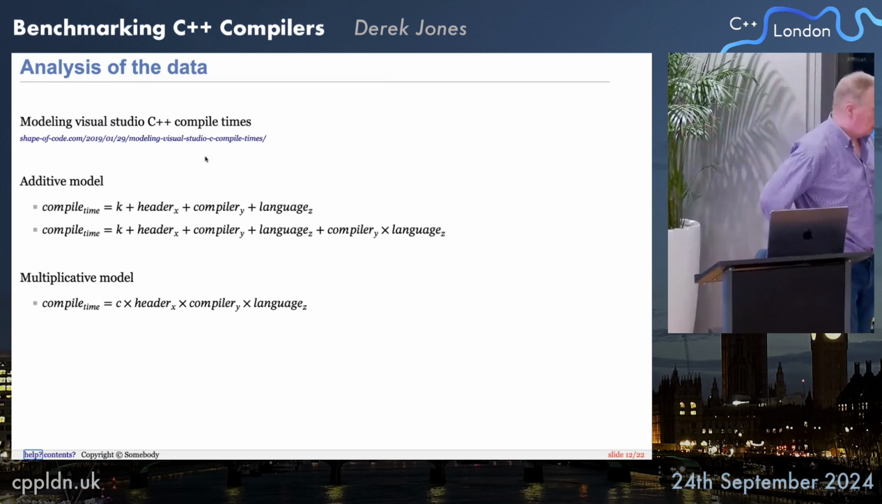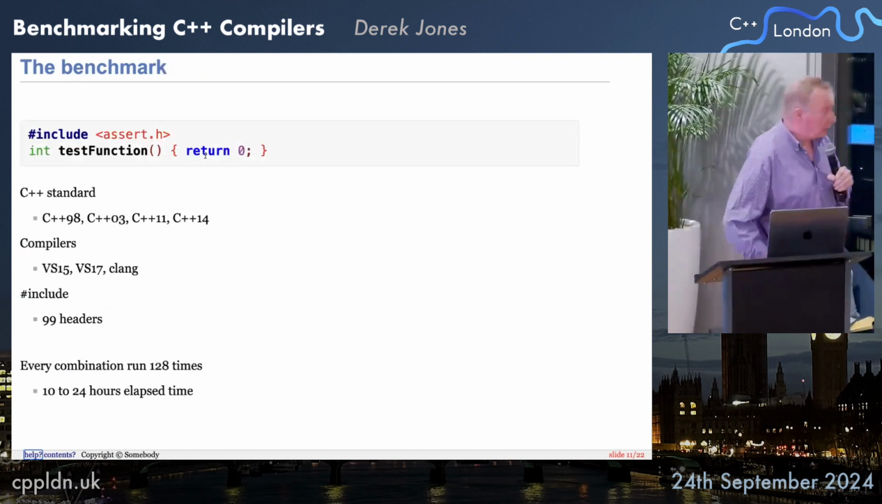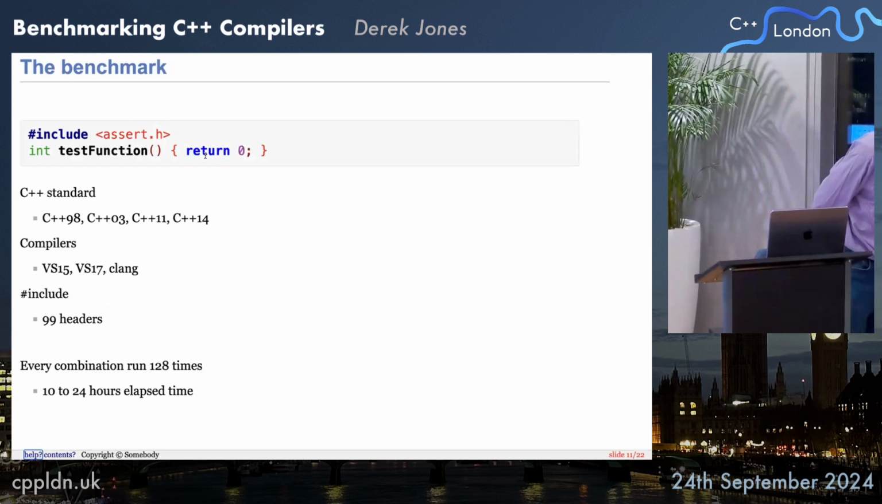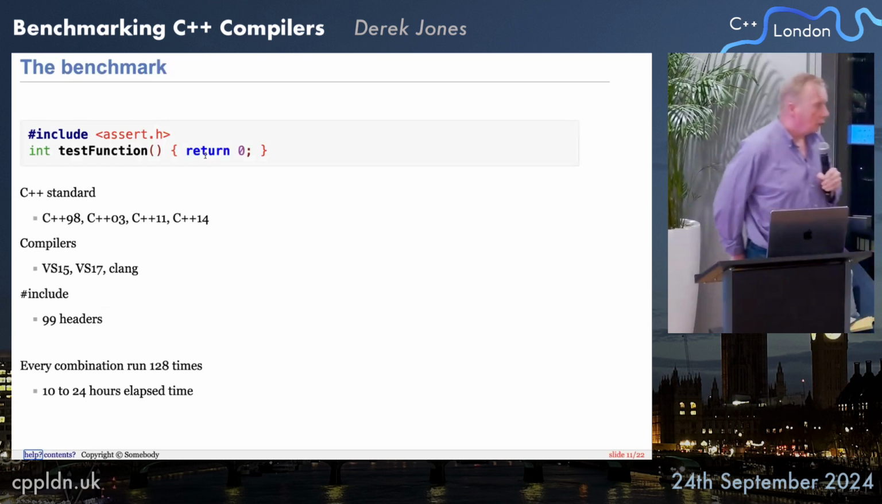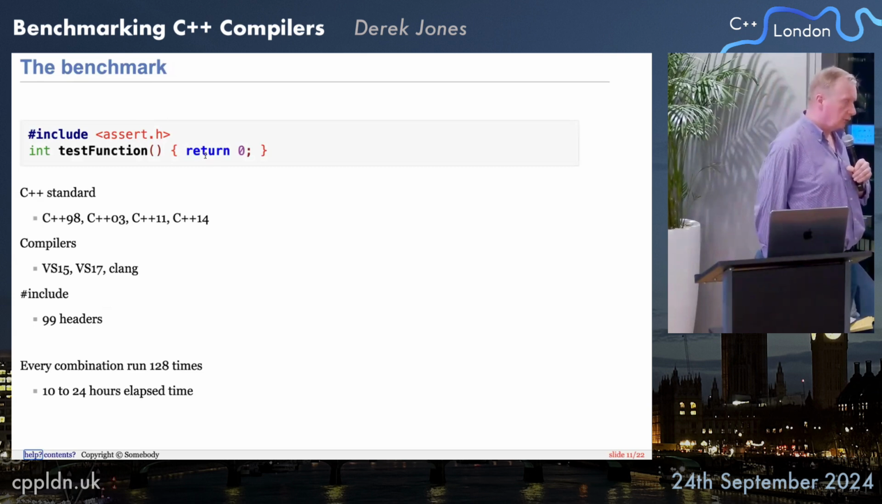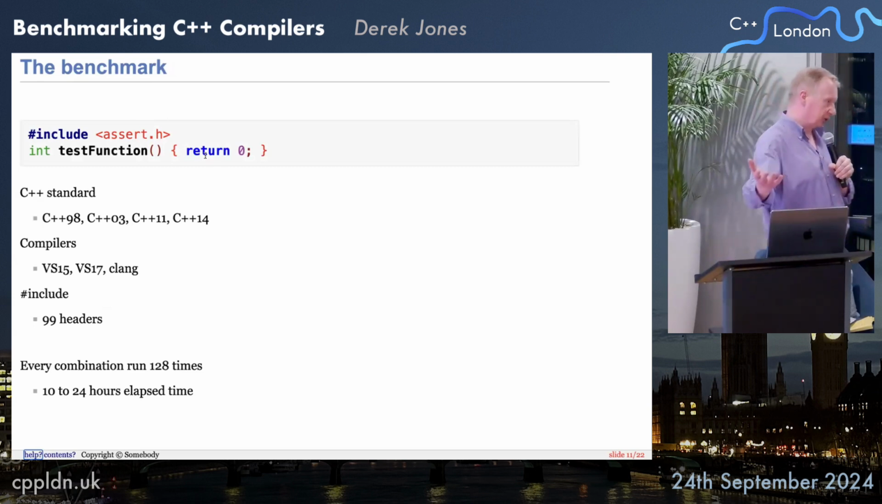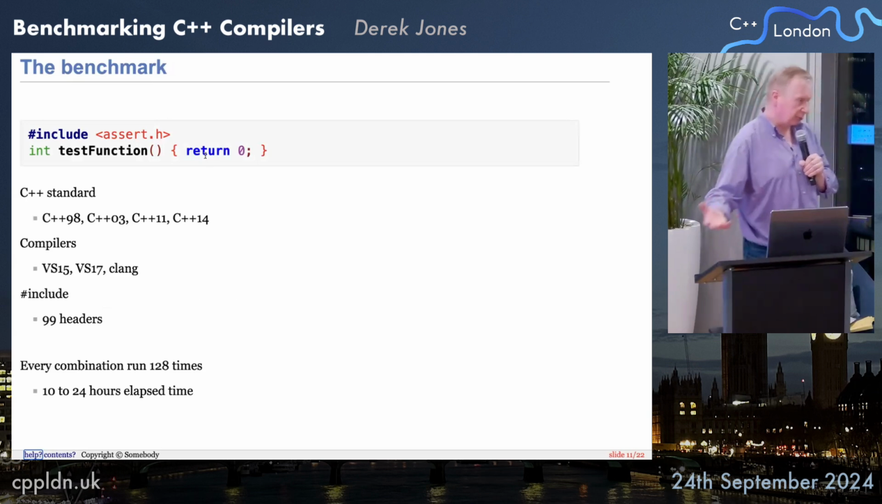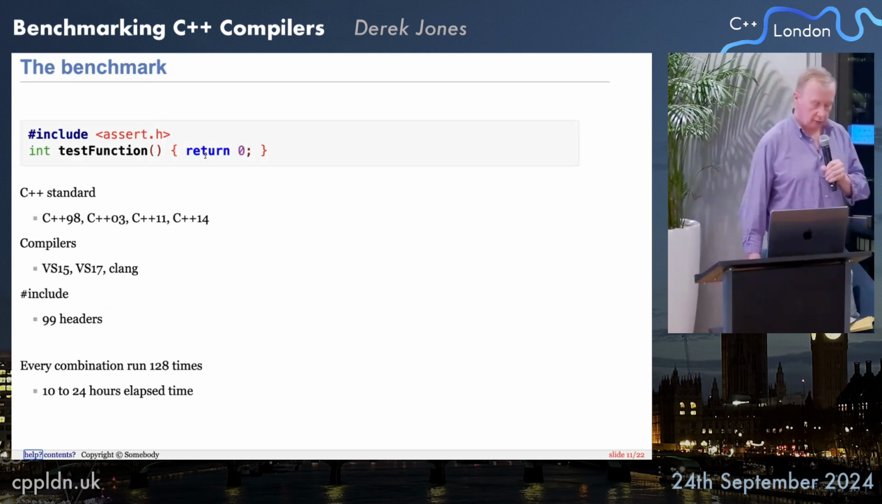Just to clarify, you just measured parsing, right? It doesn't do anything with the file? Well, it's just a header, a trivial amount of code. Okay, so just to parse. Yes, there's no code generation for that, which is essentially parsing and semantic analysis and what have you.